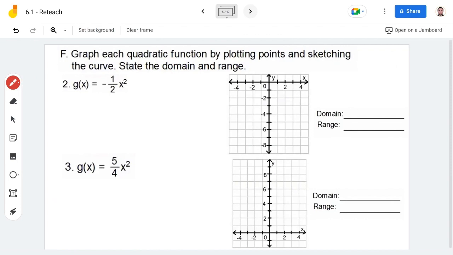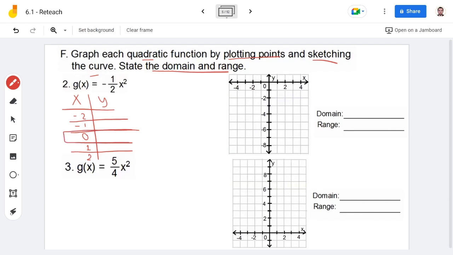So now let's graph this one. The question says: graph the quadratic function by plotting points and sketching the curve, and state the domain and the range. So now we need to create the tables. Believe me, if you don't have B or C, always start with a table: X, Y, -2, -1, 0 in the middle, then 1 and 2. Always start in the middle of your table with 0, 0 because you don't have B or C.